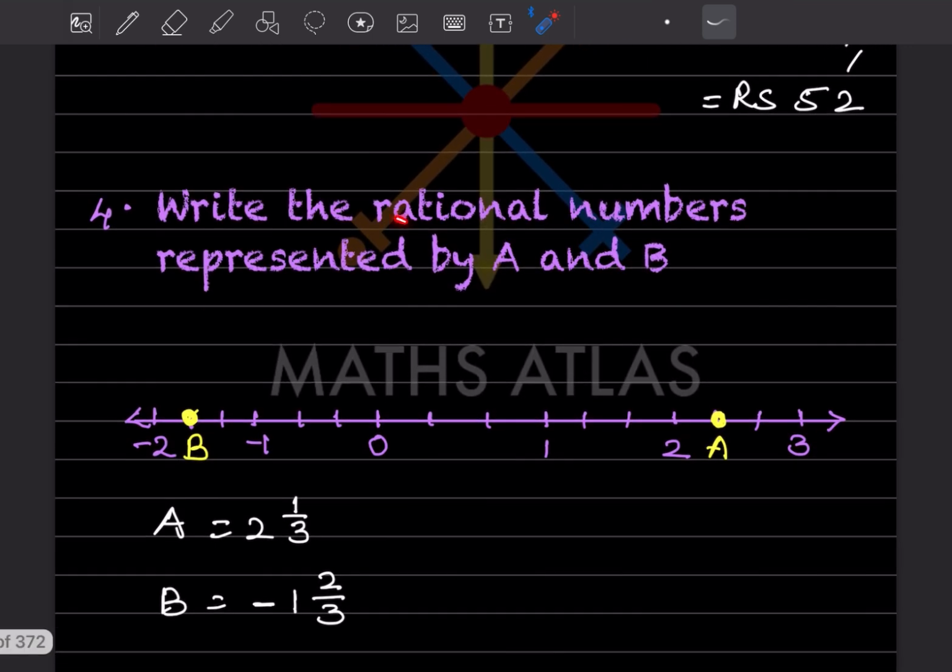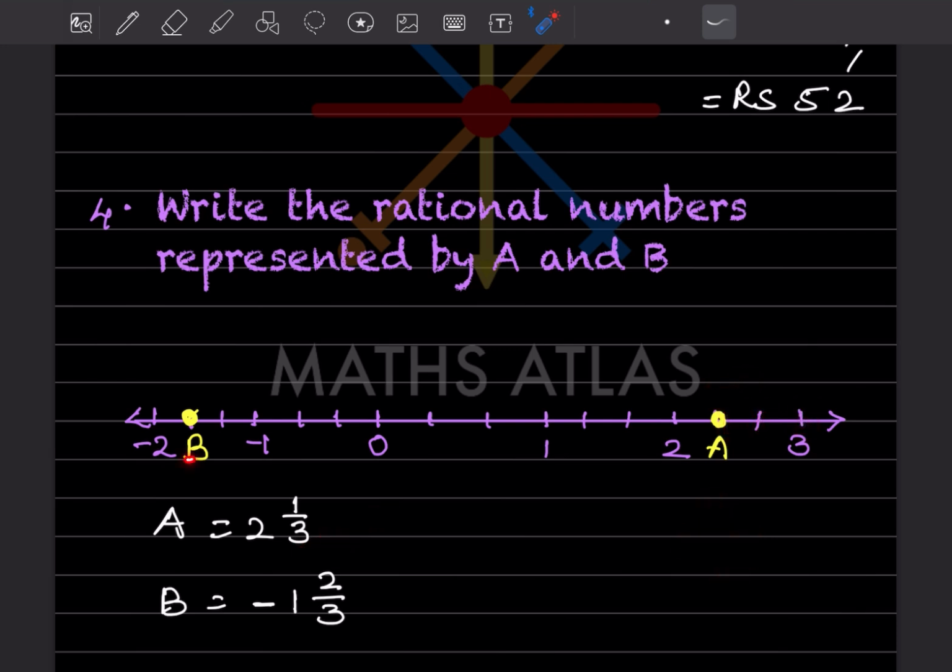Now here they said write the rational numbers represented by A and B. The number line is given, and A and B are marked here. So what is A? You can see this number is in between 2 and 3, and in between 2 and 3 there are 3 divisions, 1, 2 and 3. So here we can write the whole number 2. After that, there is 1 division, then there is A. So this is the first out of these 3, because there are a total of 3, so 1 by 3. So that will be 2 1 by 3.